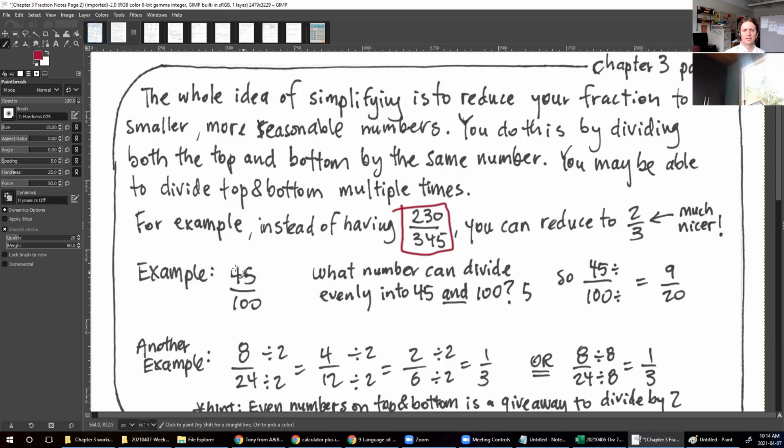And we're going to practice this. So one of the examples, can I simplify 45 over 100? The question you're going to ask yourself is, what can I divide both the top and the bottom number by evenly? Well, I know I could divide it by 5. That would probably be a good one. So 45 divided by 5 gives me 9. And 100 divided by 5 gives me 20. And that would be the simplified version.